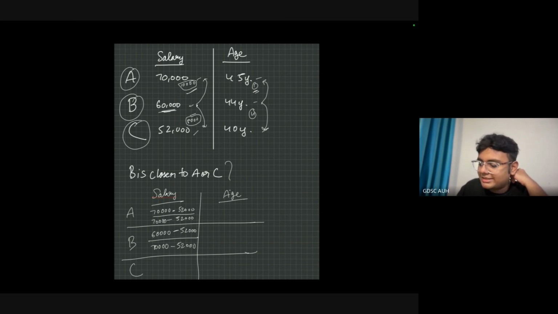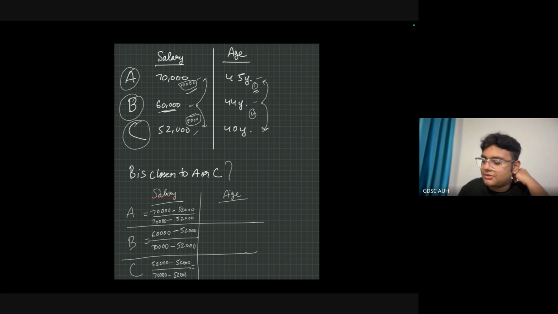The only value changing here is, for example, A is changing, B is changing, and here C will also change. The whole thing will remain the same because in this whole column, the minimum and maximum are the same. So here, 52,000 minus 52,000 divided by 70,000 minus 52,000. We'll do the calculation in a bit.